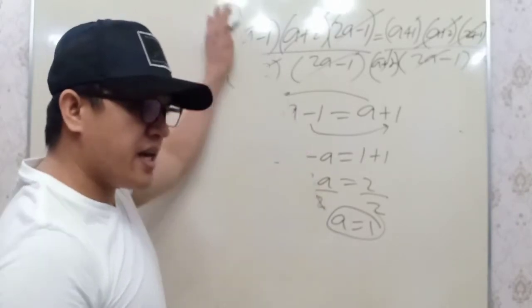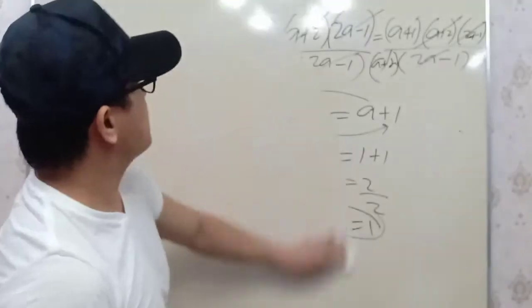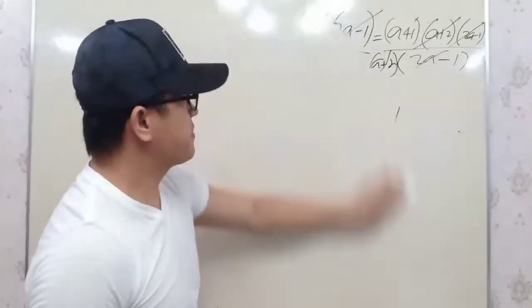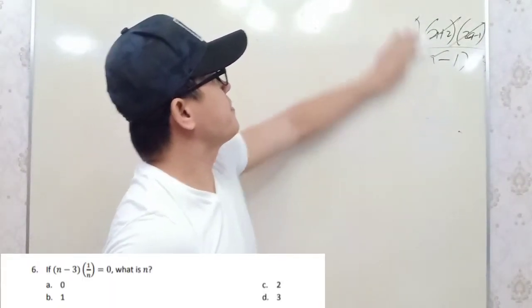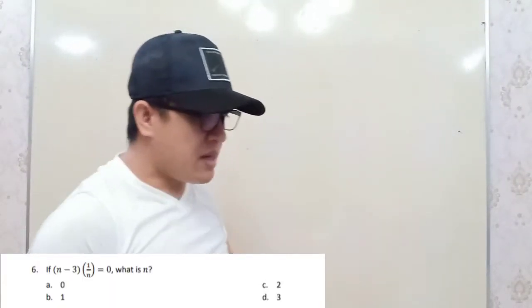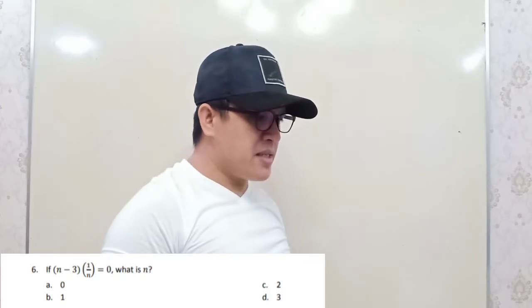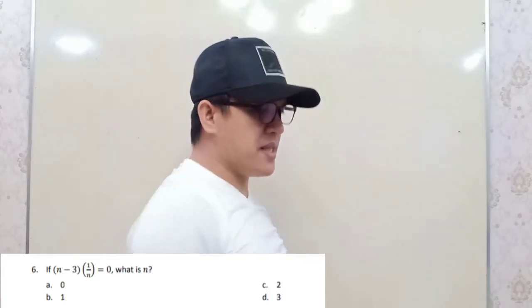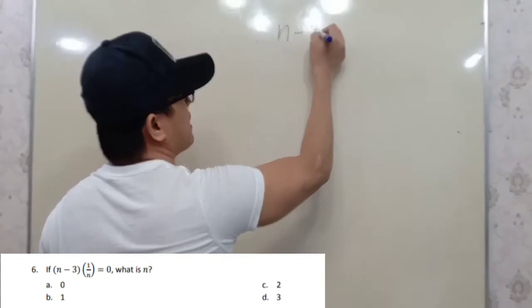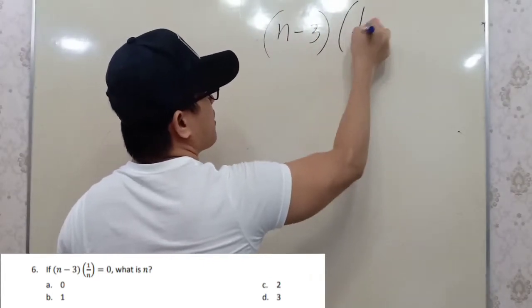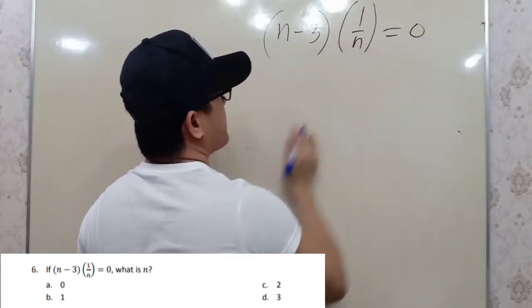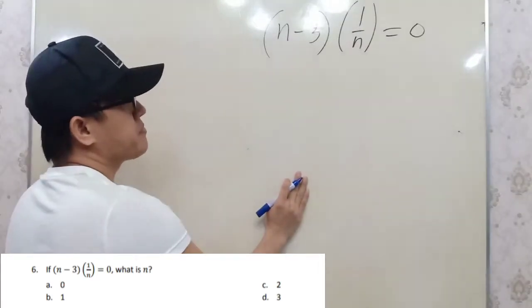Next, number 6. Punta tayo sa number 6. Number 6, if n minus 3 times 1 all over n is equal to 0, what is n? Okay, so n minus 3 times 1 all over n is equal to 0. So what is n? Okay, there we go.